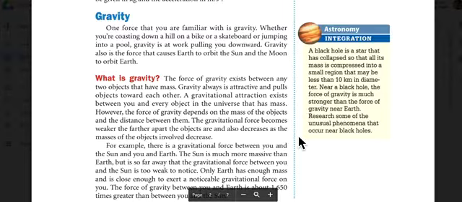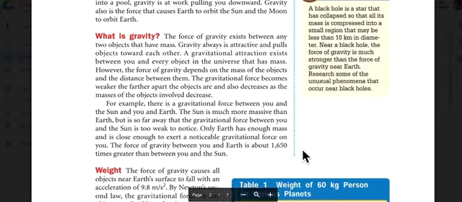However, the force of gravity depends on the mass of the objects and the distance between them. Gravitational force becomes weaker the farther apart objects are, and also decreases as the mass of the objects involved decreases. So the farther apart, or the lower the mass, the less gravity. For example, there is gravitational force between you and the Sun, and you and the Earth. The Sun is much more massive than the Earth, but it is so far away that the gravitational force between you and the Sun is too weak to notice. Only Earth has enough mass and is close enough to exert noticeable gravitational force on you. The force of gravity between you and Earth is about 1,650 times greater than between you and the Sun.